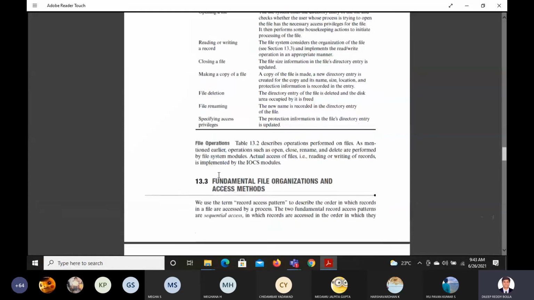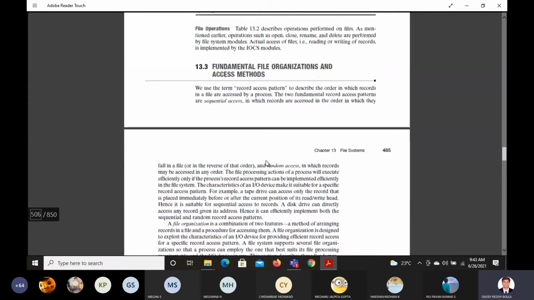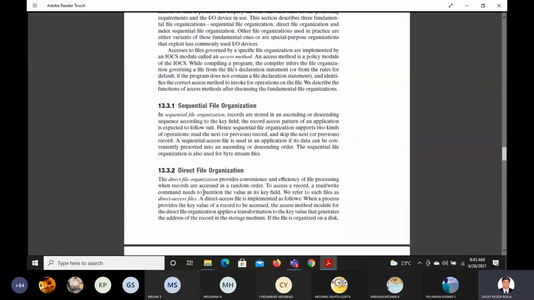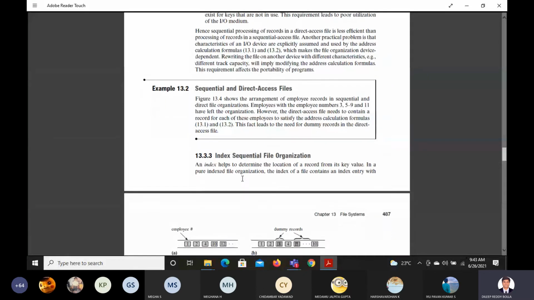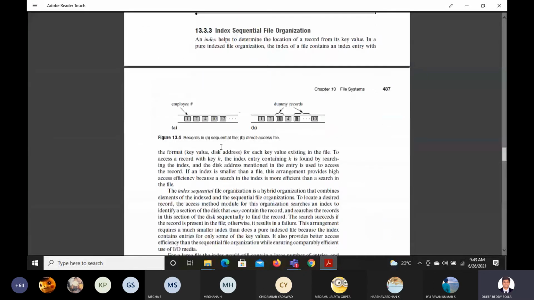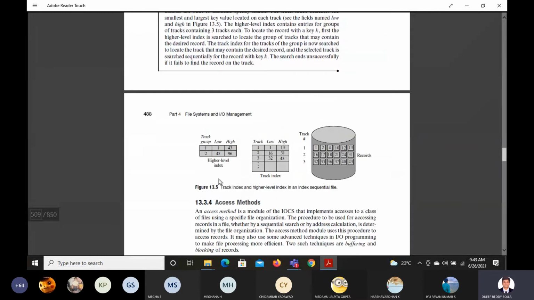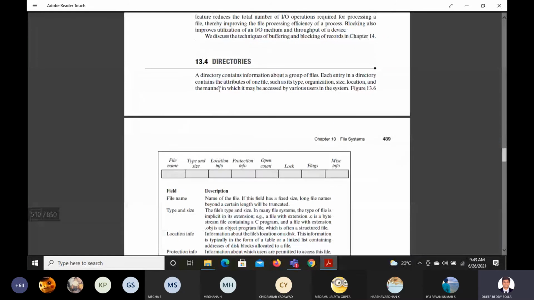The third one is fundamental file organization and access methods. This is what they have given, and you have to focus on file organization. Let us see where the file organization part is. There is sequential file organization and direct file organization, the two things, and indexed sequential file organization. Here you can see examples of the sequential way, the direct way, and the indexed way. How to access them? They have given access methods, and directives we can take up for the next idea. So up to here you need to go through.